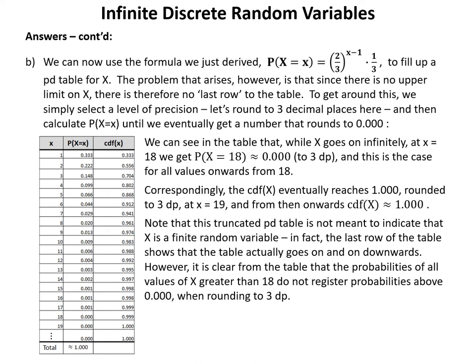Note that this truncated PD table is not meant to indicate that x is a finite random variable. In fact, the last row of the table shows that the table actually goes on and on downwards, and that's the dot, dot, dot. However, it is clear from the table that the probabilities of all values of x greater than 18 do not register probabilities above 0.000 when we round to 3 decimal places.